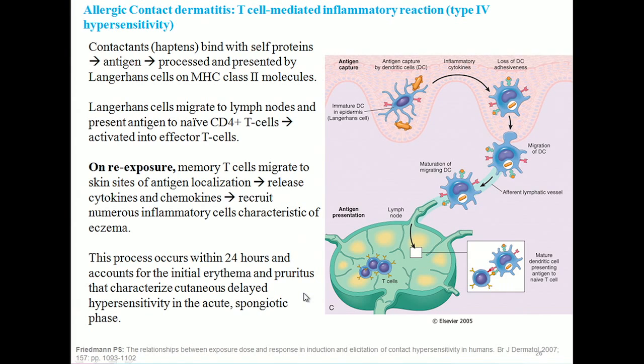In terms of the mechanism, it's a type 4 hypersensitivity reaction in which contactants act as haptens, and they bind to self-proteins, rendering them antigenic, at which point they'll be processed and presented to Langerhans cells on MHC class II molecules. These Langerhans cells will then leave the skin and migrate to the lymph nodes, where they'll present the antigen to naive CD4 positive T cells, which will then become activated into effector T cells as well as memory T cells. Then on re-exposure, memory T cells will migrate to the skin of antigen localization, release cytokines and chemokines, and recruit other numerous inflammatory cells that are characteristic of eczema.